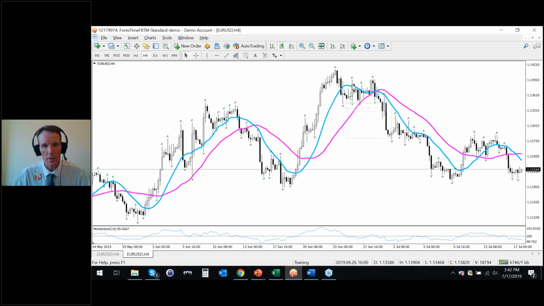Here we've got the early stages of the next trend. Bit of a range here. Breaks through. It pulls back. I like it. There's our break. Let's see. No. I missed it there. There's our break.